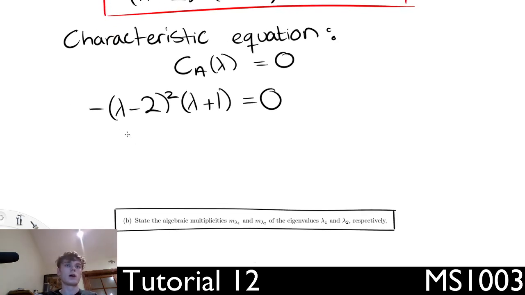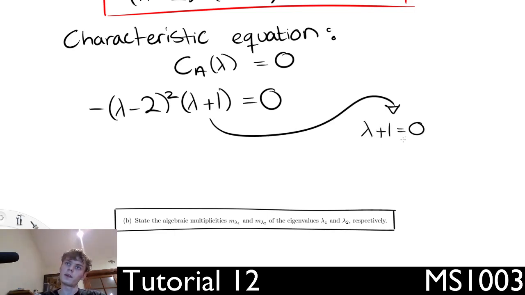Well, either, I've got something times something equals 0. That can only happen if the first thing is 0, or the second thing is 0. If the first guy is 0, then I get lambda equals minus 1. And this is my first eigenvalue, my first solution. I'm going to call it lambda 1. Here's the first eigenvalue.